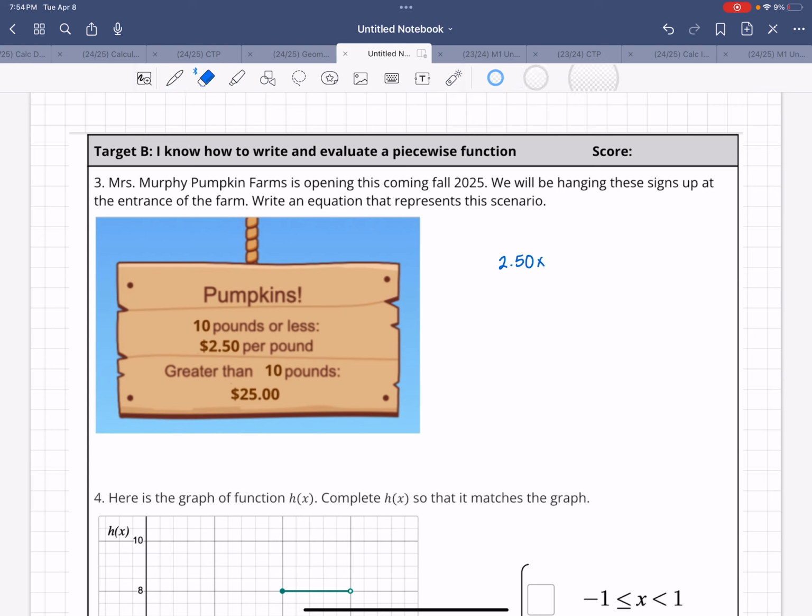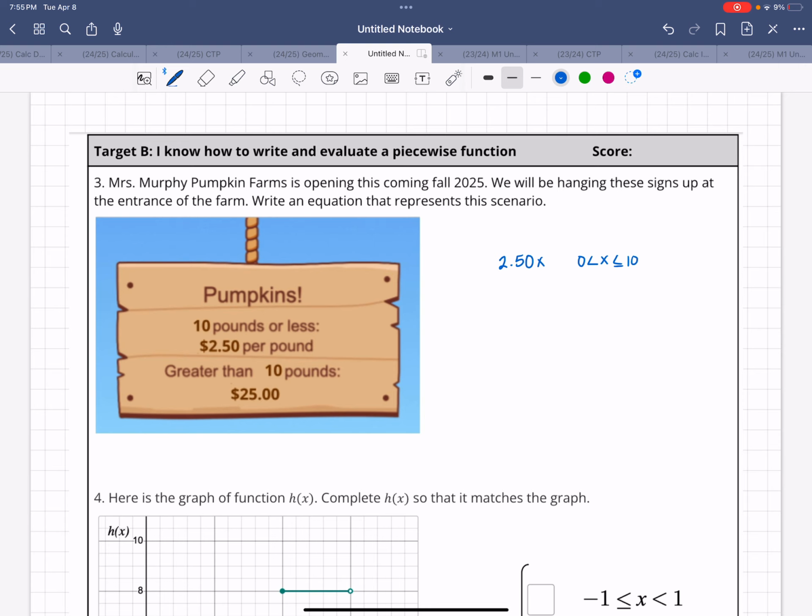Now, this equation is only good for pumpkins that are 10 pounds or less. There's no such thing as a negative pumpkin weight, or negative pounds. And so our inequality is going to be any pumpkin that is greater than 0 and less than or equal to 10 is going to use that cost model, $2.50 per pound.